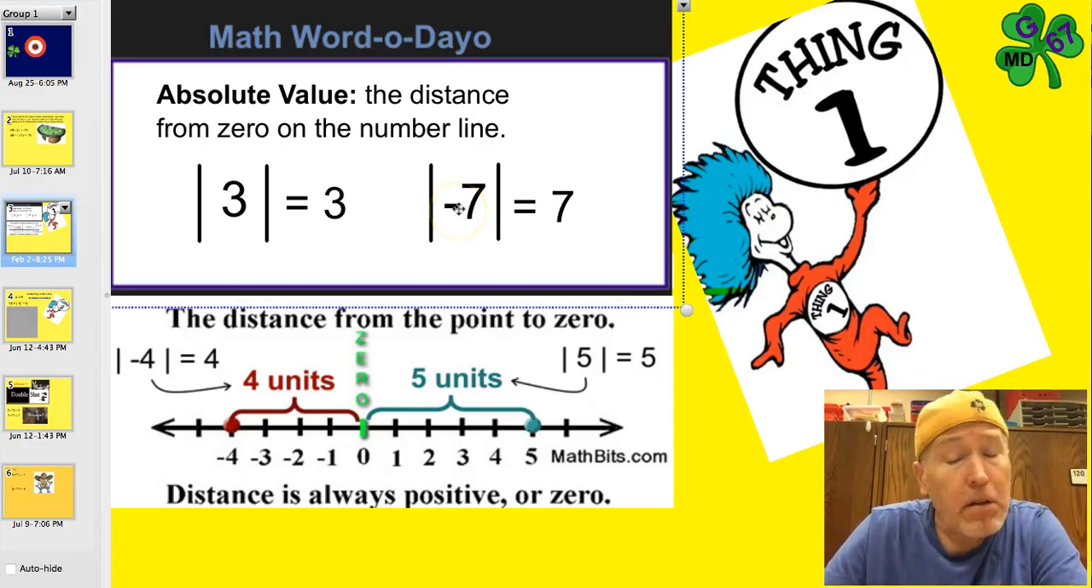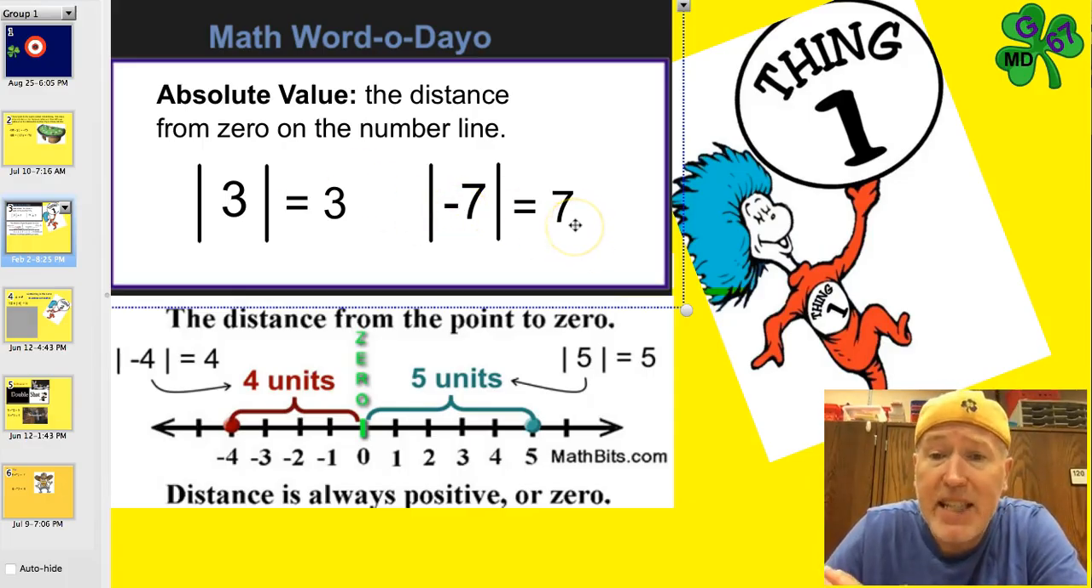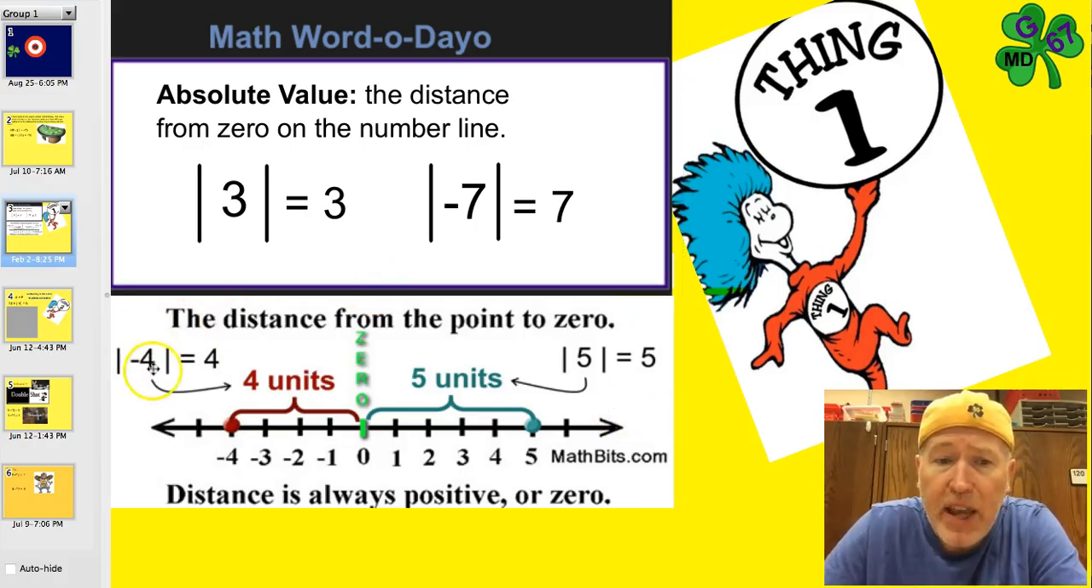Negative 7, the absolute value of that is 7. It's 7 places from 0 or 7 units from 0 on the number line. Take a look down here. Here's an example where I actually put a number line. The absolute value of negative 4 is 4. It's 4 units from 0. Just like the absolute value of 5 is 5. It's the distance from 0 on a number line.